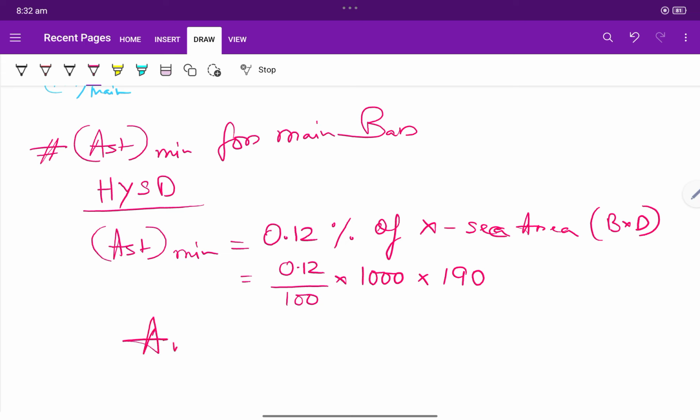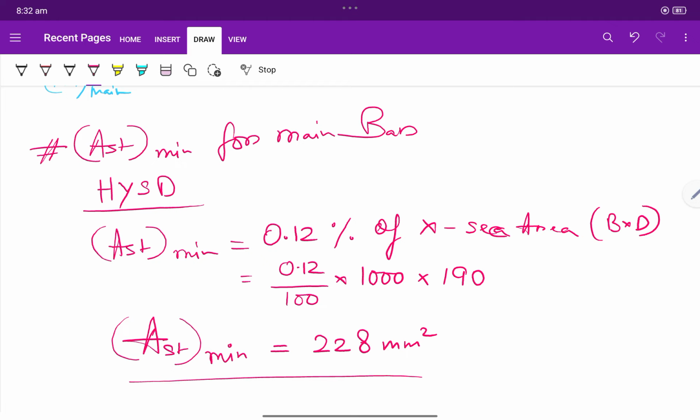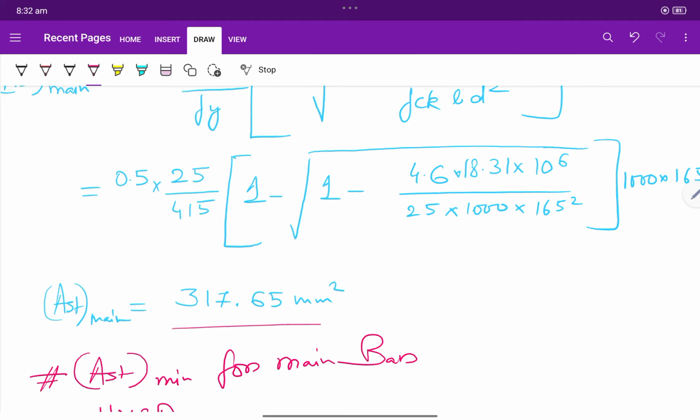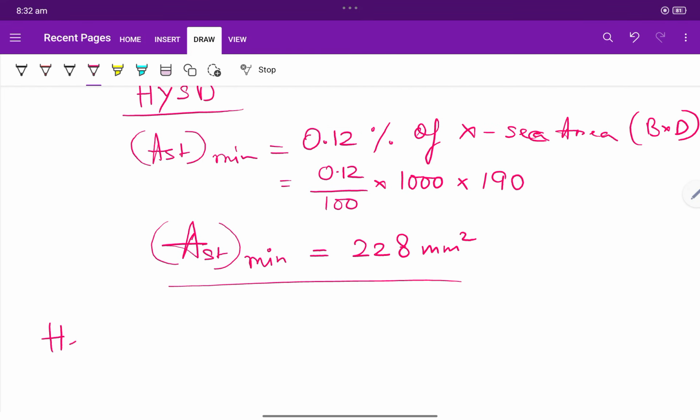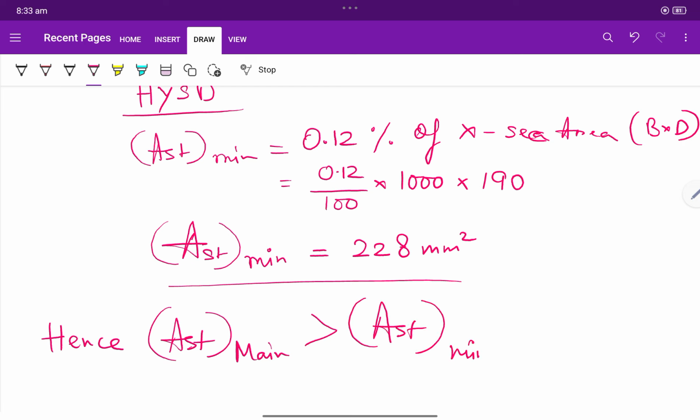So Ast minimum is 228 mm square. Okay, this is the Ast minimum. See, what Ast we have got, 317, hence okay. So you can write it here, hence Ast main bar is greater than Ast minimum. Okay.